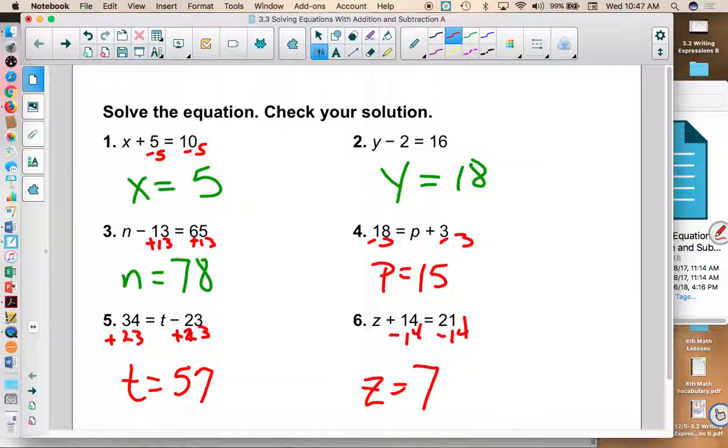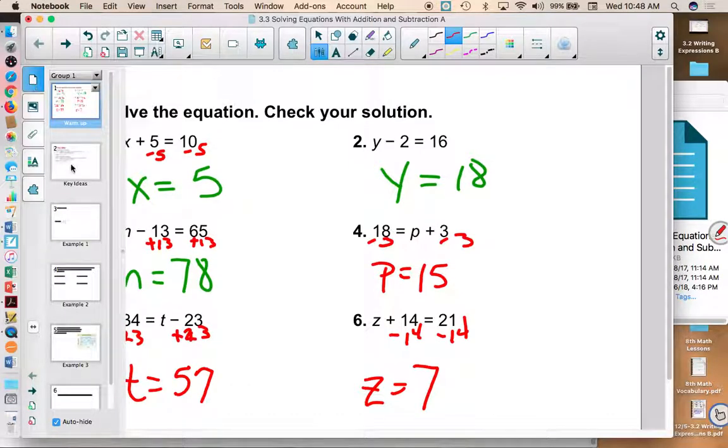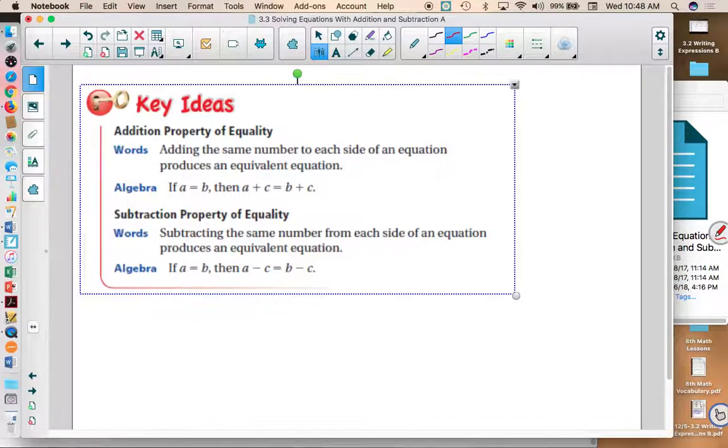Solve equations using addition and subtraction. Now the funny thing is, it seems like we've been doing this for quite a while, haven't we? Is that a whole new concept from what we've been doing? No, we just never used variables before. Okay, there's a property that allows us to do this.